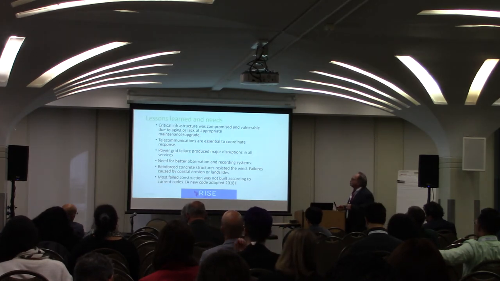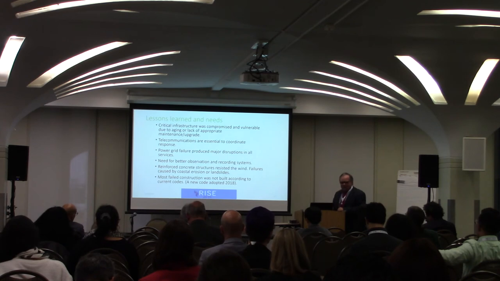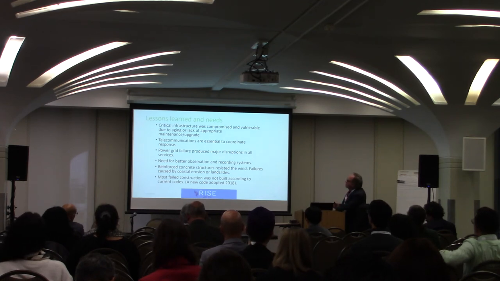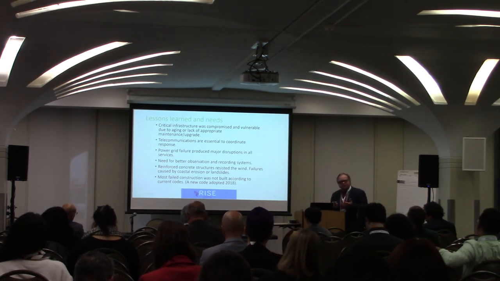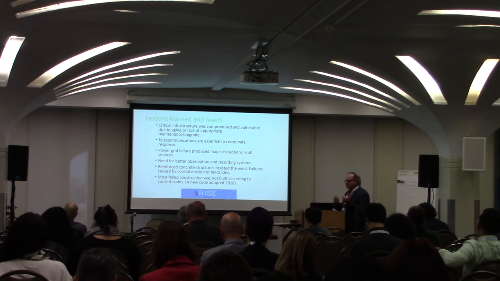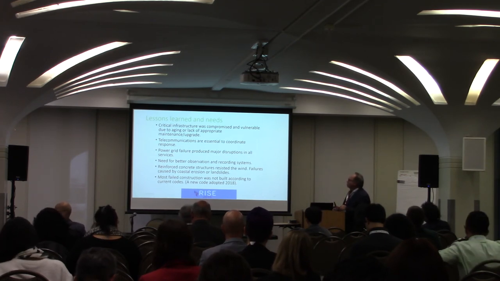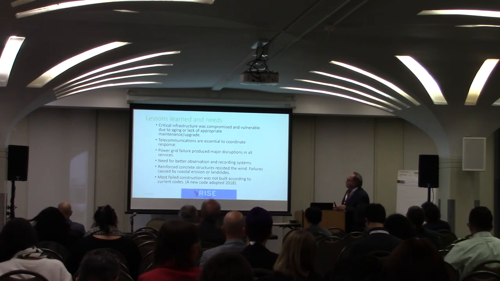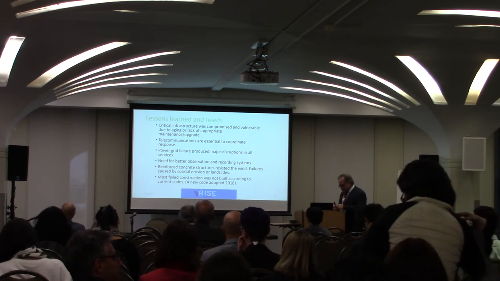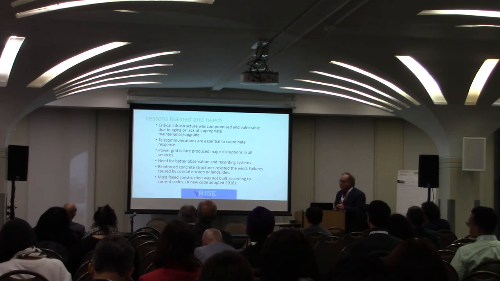So, what did we learn? Well, these are some examples. For example, we knew the critical infrastructure was compromised because of aging, because of lack of maintenance, and this was brought out to the attention by the hurricane. It was in need of upgrades, and eventually we'll get it up.